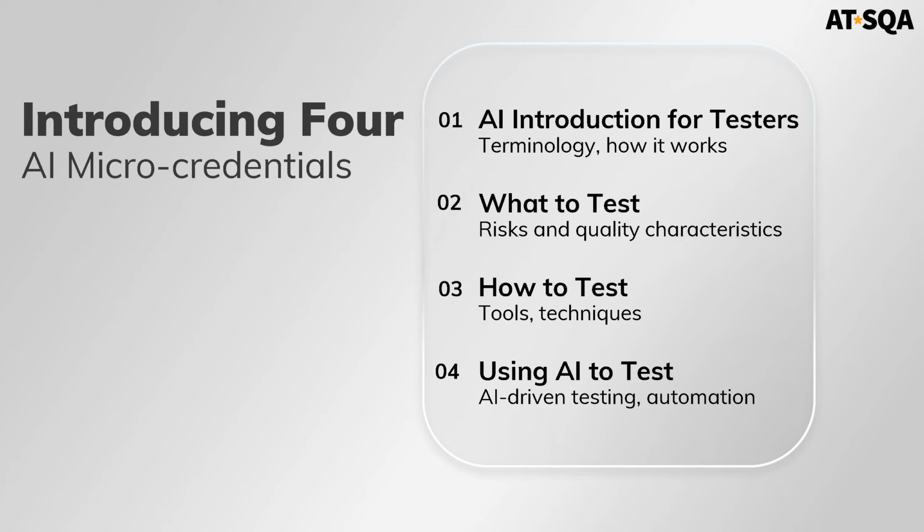So there's going to be 4 SQA sponsored micro-credentials. First one is an introduction for testers, talks about the terminology, how AI works. The second one is what to test, talking about the risks with AI and the quality characteristics that we need to be sure that we cover in testing. Identifying risks is particularly tricky with AI because a lot of people assume that it's just going to work correctly. And I think we have a lot of proof that that's not true.